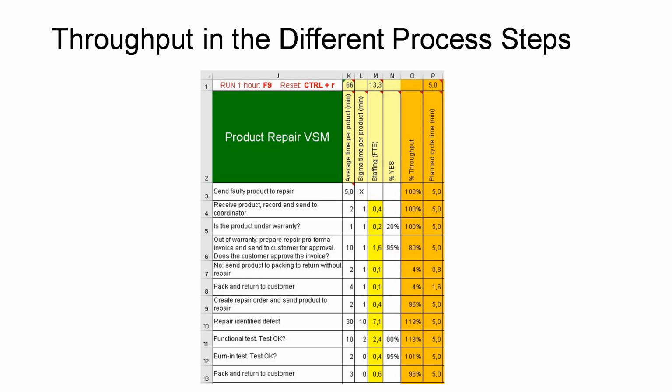In the repair step, line 10, 100% of products need to be repaired, but some products more than once, those failing functional or burning test. 119% of products need to be processed.